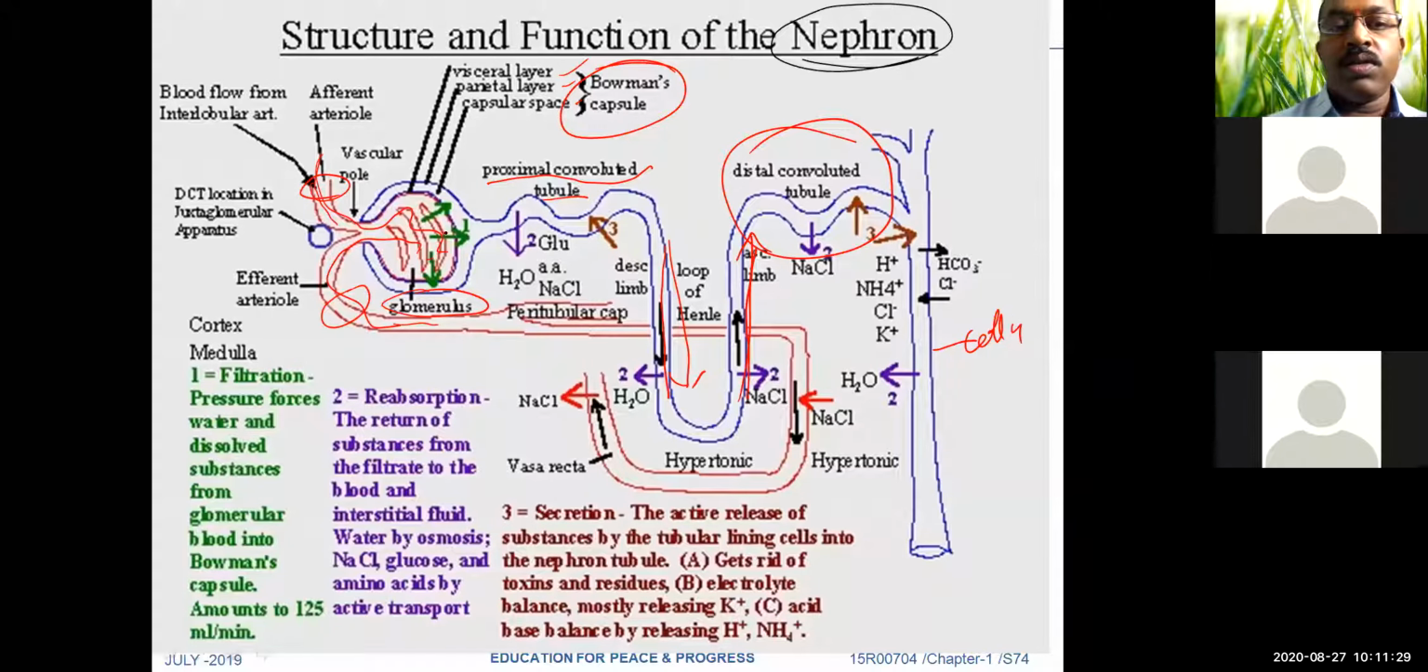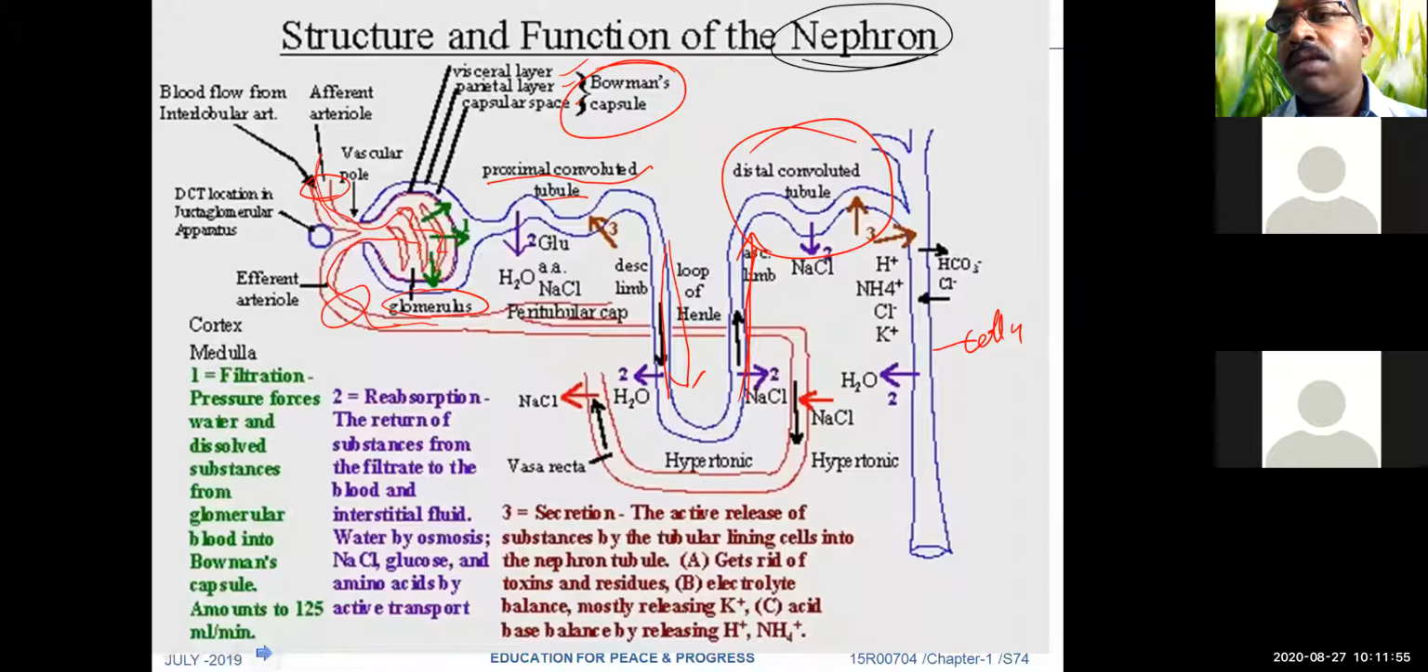So the green arrows represent this portion. Filtration takes place at this particular part, and pressure forces water and dissolved substances from the glomerular blood into Bowman's capsule, and the amount is 125 ml per minute.